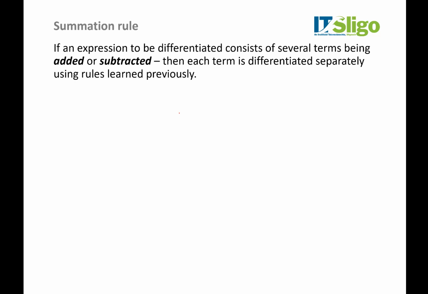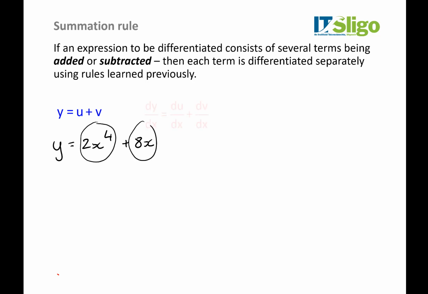If an expression is to be differentiated, it consists of several terms. So here we could have, say, y is equal to 2x to the power of 4 plus 8x. All this rule says, so there's u and there's v, the summation rule simply says we differentiate each bit separately.